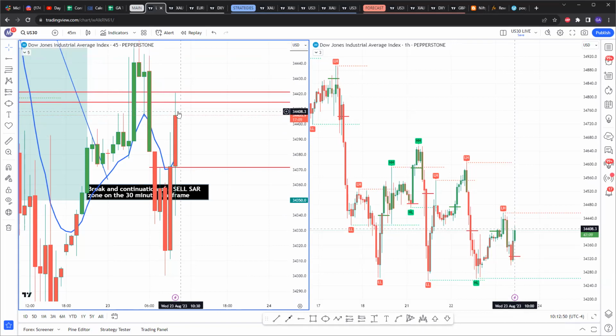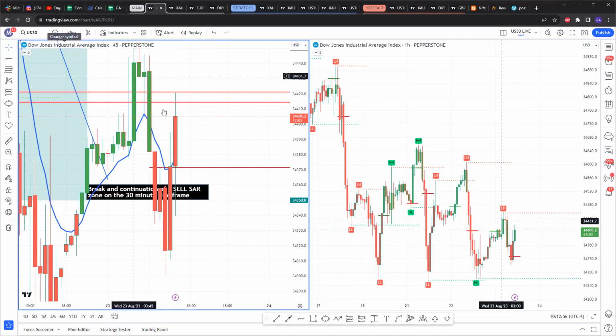So for you to take this, I'm waiting for this one. For here, it would be the same logic, so it would be on the 5 minutes. So this is valid, right? Because you had a break and closure below, but you didn't want to enter here on impulse, right?